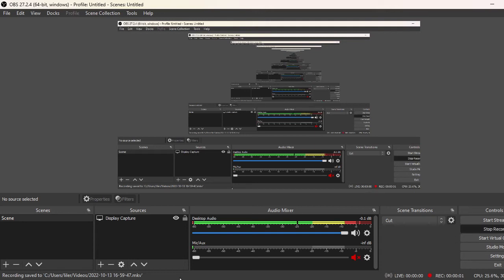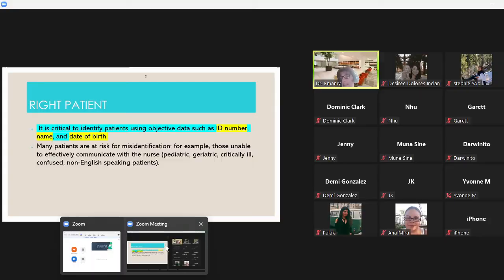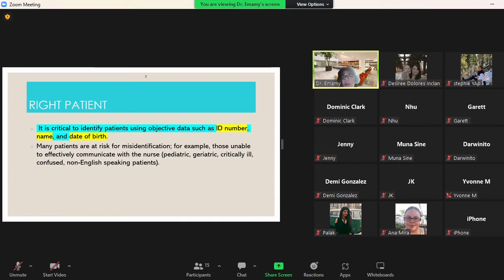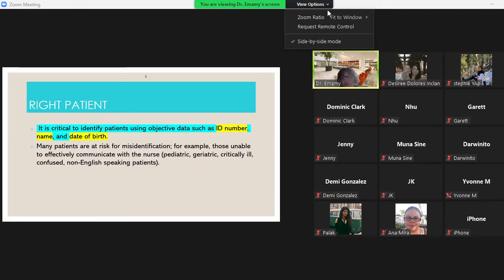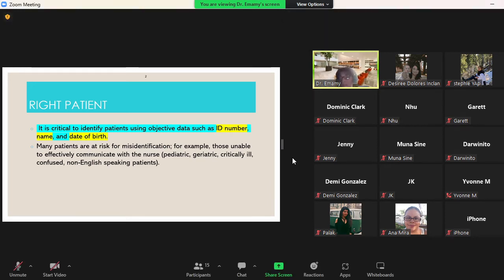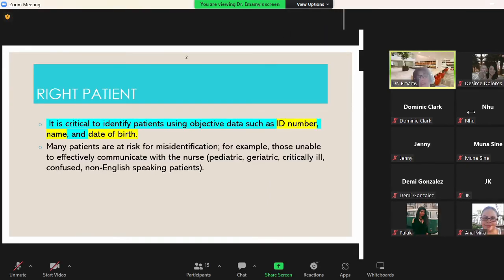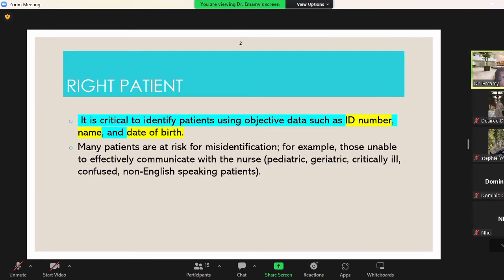Patients who are geriatric and pediatric, patients who are very young or very old, patients who are confused, patients in critical condition, patients who have lots of pain because pain distracts them, and also patients who don't speak English. They are patients who are at risk of misidentification.